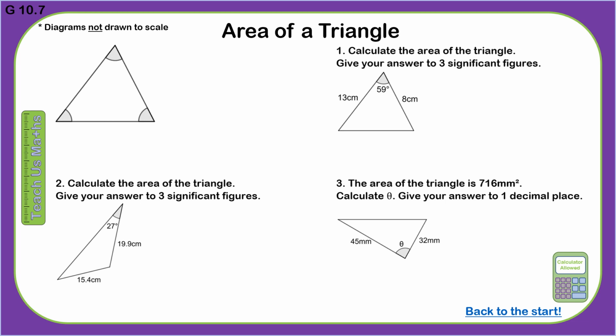For example, if I labelled this side lowercase a, then the angle opposite it must be labelled capital A. If I labelled this side lowercase b, then the angle opposite it must be labelled capital B. Finally, if I labelled this side lowercase c, then the angle opposite it must be labelled capital C.